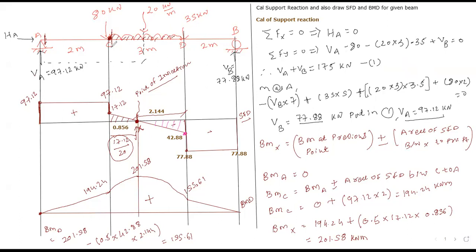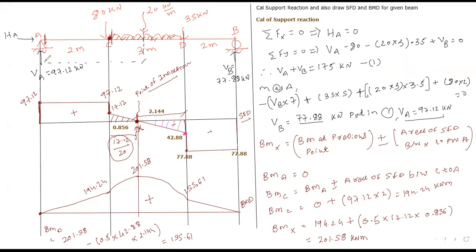0.01 into 20, what value will it come? Check it. 0.2. 0.2 is negligible. So on the left hand side we will not consider UDL, but can you tell me, this 80 kilonewton load lies on the left side? Yes or no? Yes. So we need to consider this 80 kilonewton.